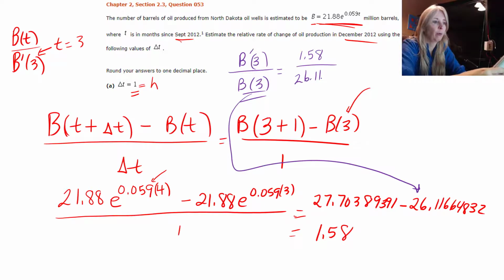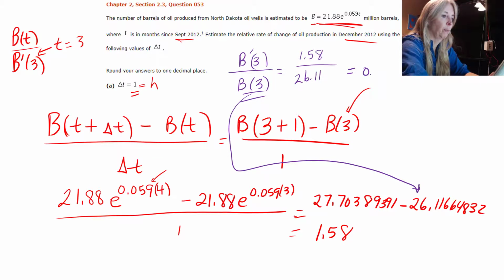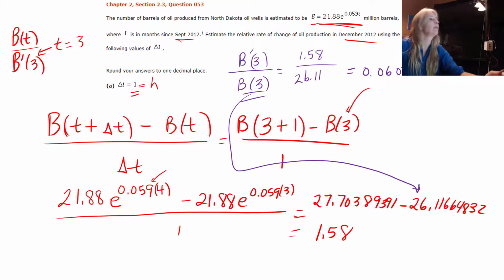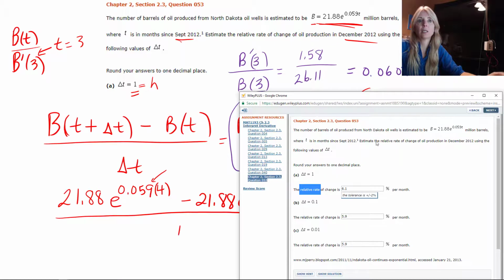So 26 point whatever, because I'm just going to use my calculator. I'm going to take that 1.58 and divide by the 26.11, and I get 0.06077 and all kinds of other stuff. Notice it wants the answer in percent. So I would move the decimal two places and then round, and you get 6.1%.